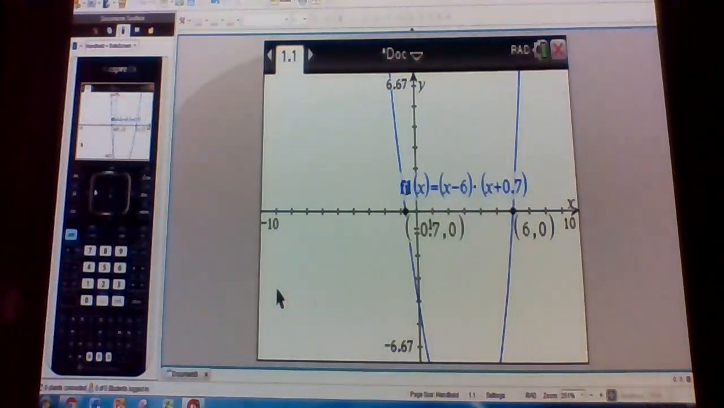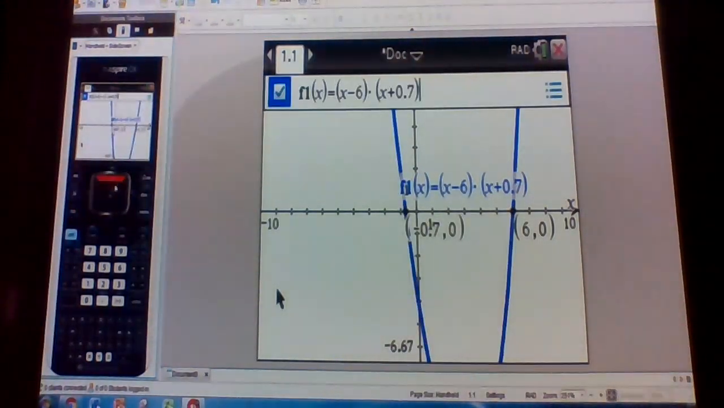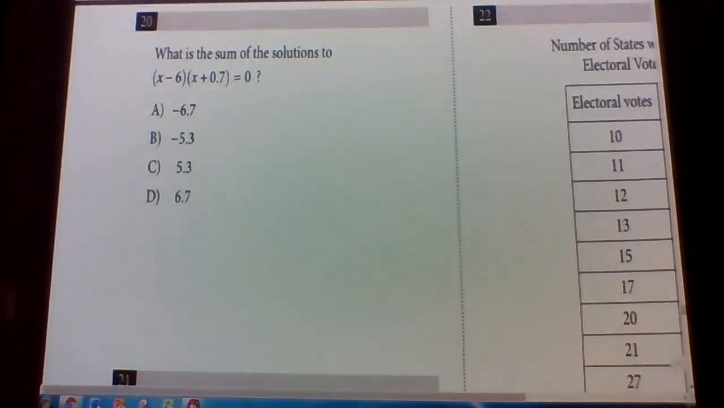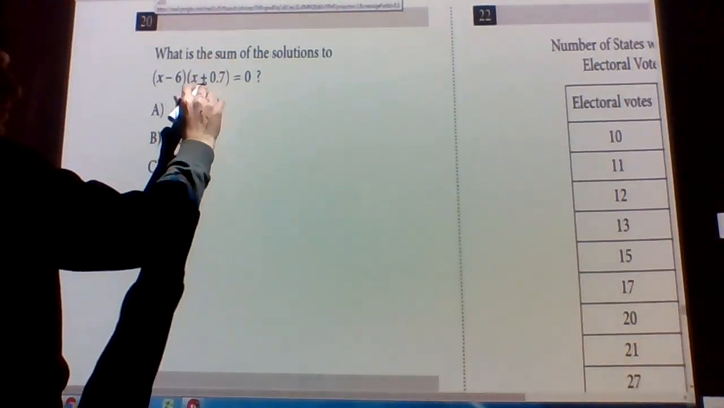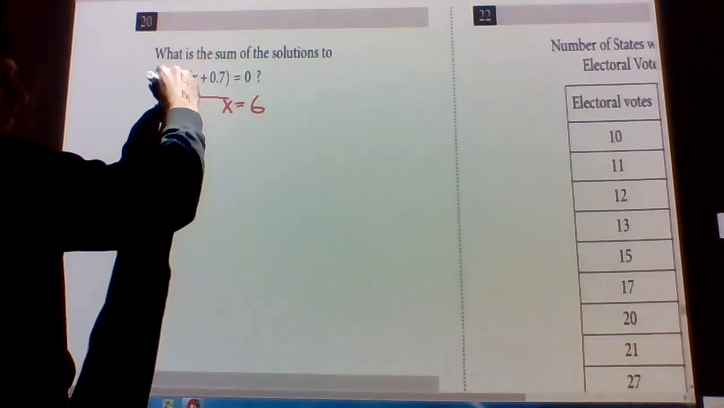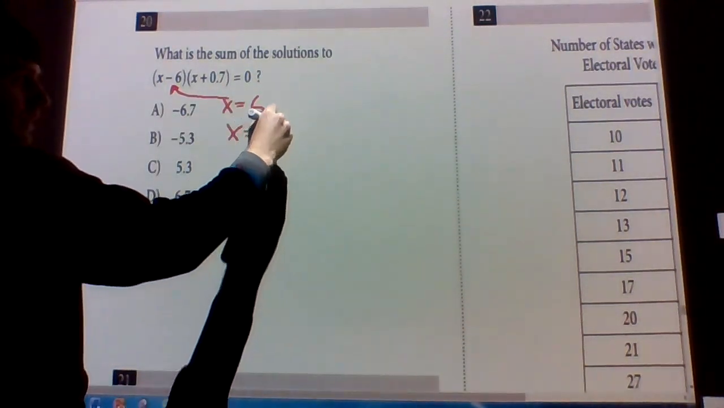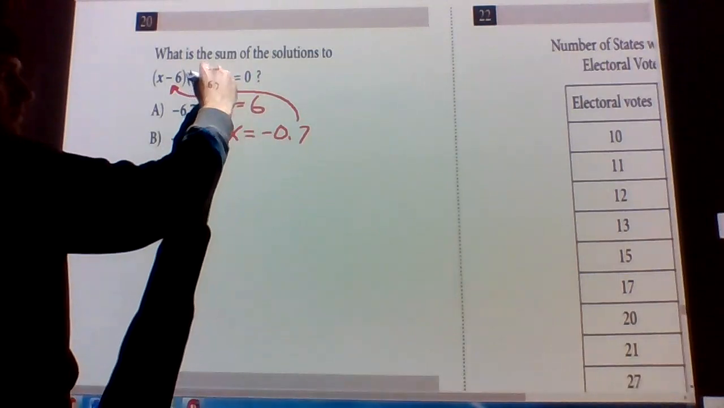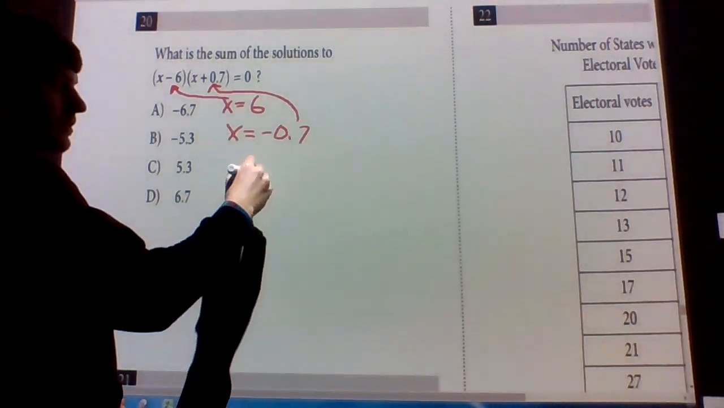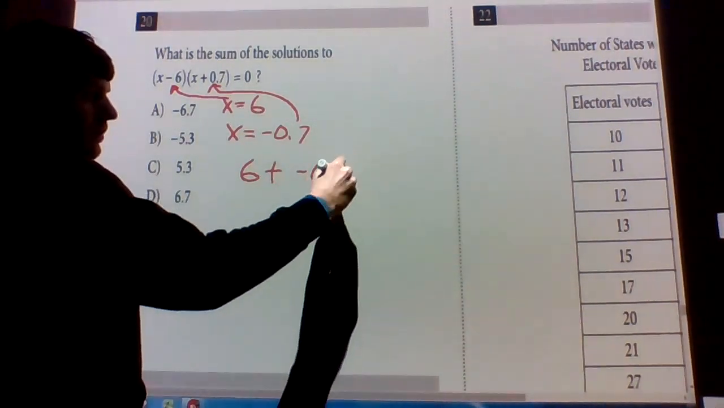Okay. So one more time, we put in the graph, and we simply find the x-intercepts here. Oh, we can just use this too. This is even easier. So if they equal 0, then x equals 6, right? And x equals negative 0.7 from here. They already have this solved for us, so then 6 plus negative 0.7 is going to be 5.3.